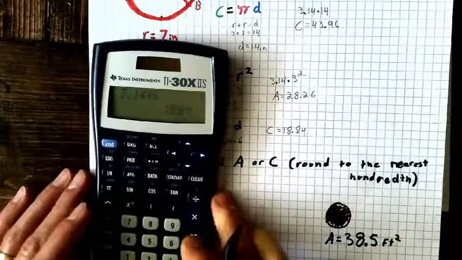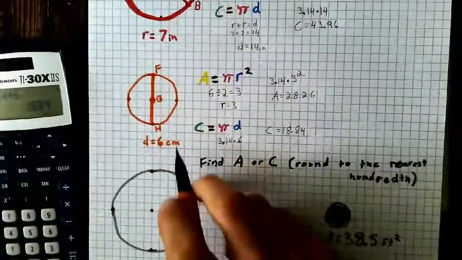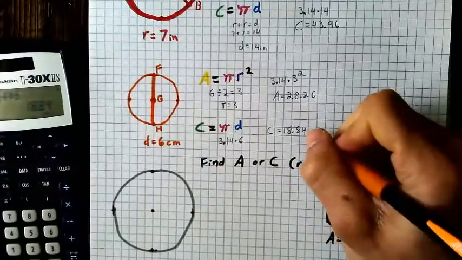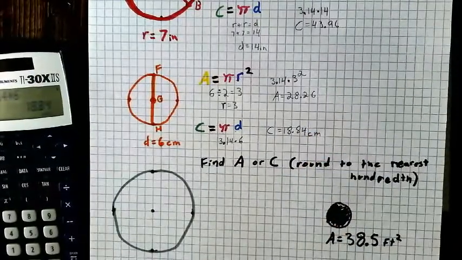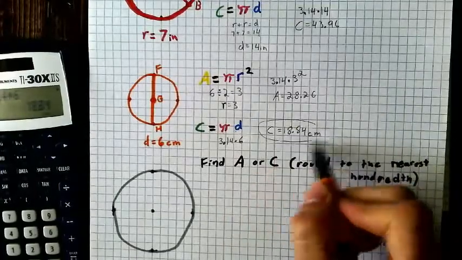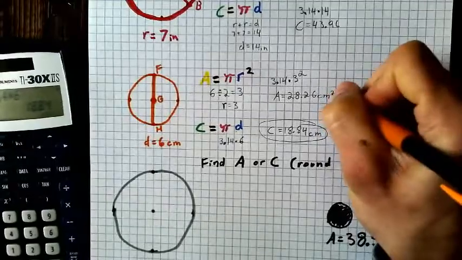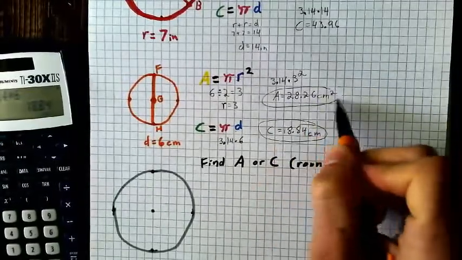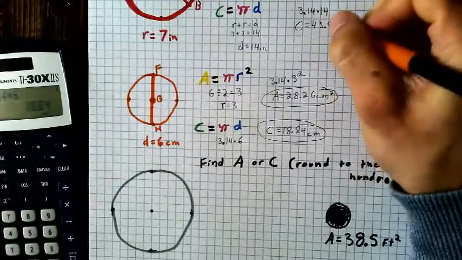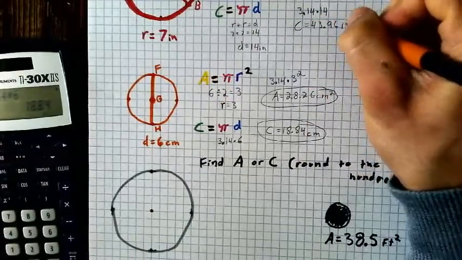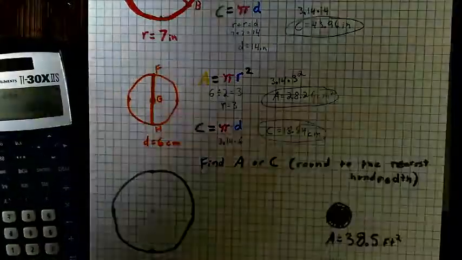I just realized I forgot to label all these. Circumference, this one was centimeters. It's a line, it's not a measure of area, so it's just centimeters. I can circle that. Area, it's also centimeters, but because it's area, it's centimeters squared. Circle that, and I forgot this one up here. This one was inches. My circumference is 43.96 inches. Circle your answer. Okay?